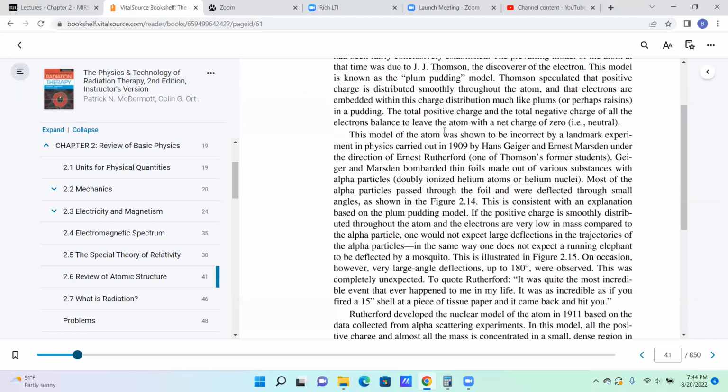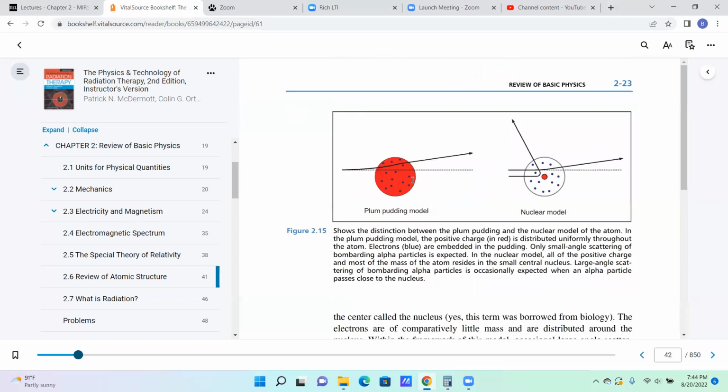A total positive charge and a total net charge of all the electrons balanced to leave it with a charge of 0. And that's the other thing I need to describe about that. The blue here is going to represent the electrons, and this red is going to represent the positive charge, which they just thought was just kind of scattered around in there in some sort of cloud.